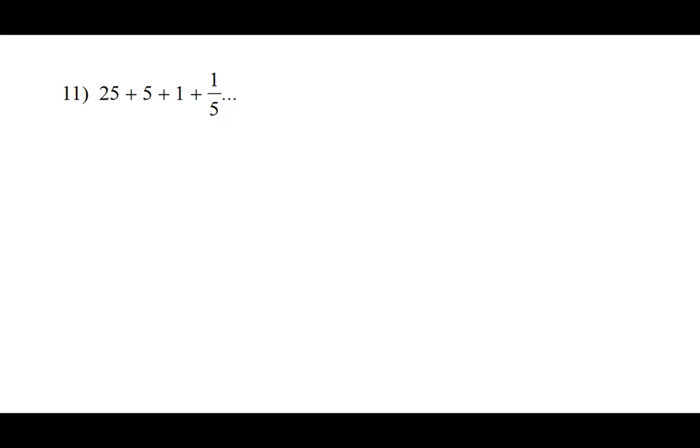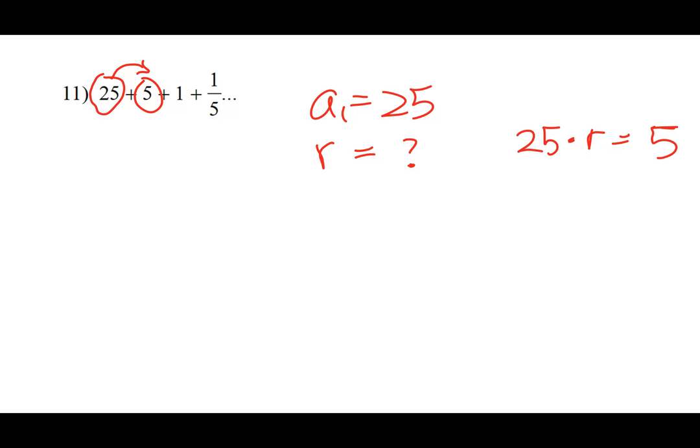For example, number 11, the formula says you have to use the first term, a sub 1, which is 25. And then you have to figure out the r. The best way to do it is, I don't know, probably a lot too much information for you guys, but it's 25 times what gives you 5. That's the r, right? So 25 times r gives you 5. If you solve it as an equation, you divide both sides by 25, so r is equal to 5 over 25.